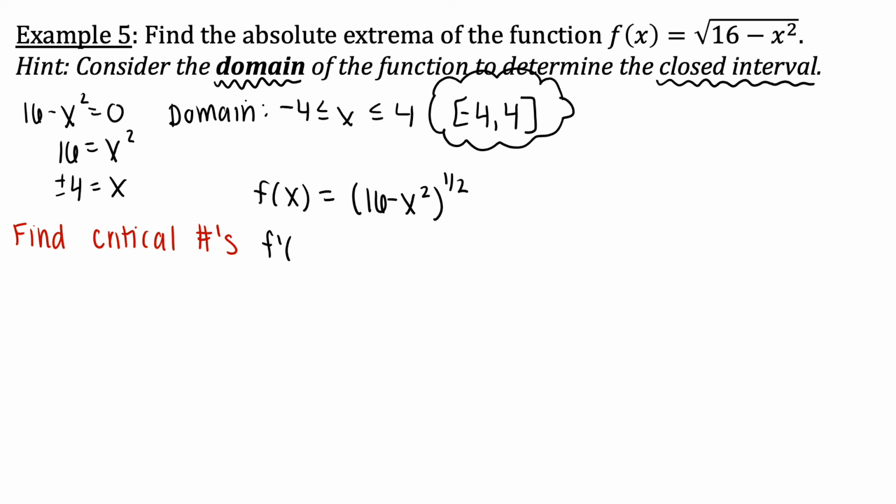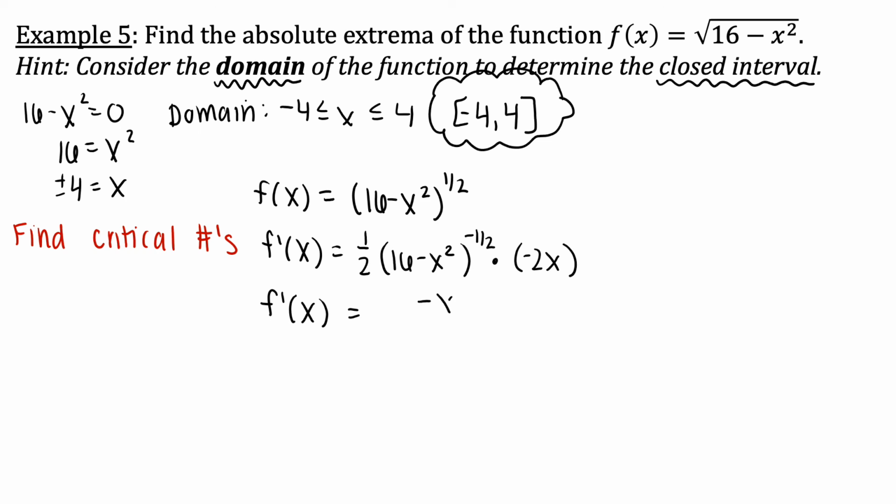So my derivative f prime of x equals, bringing my 1/2 down, leaving my inside the same, and then taking this to the 1 less power, times chain rule, which needs the derivative of the inside, which would be negative 2x. Simplifying this, my 2's cancel. I'm left with negative x over the square root of 16 minus x squared.